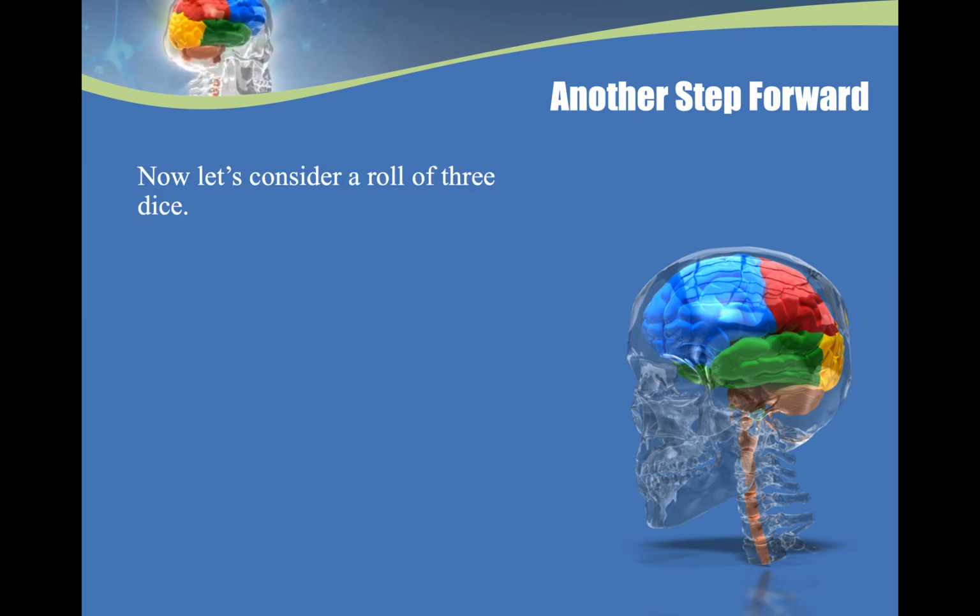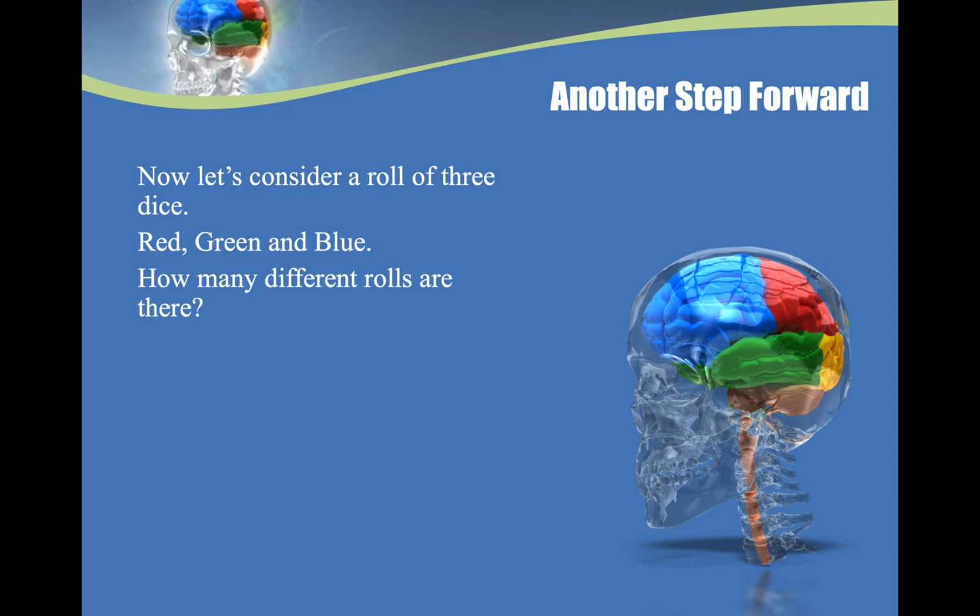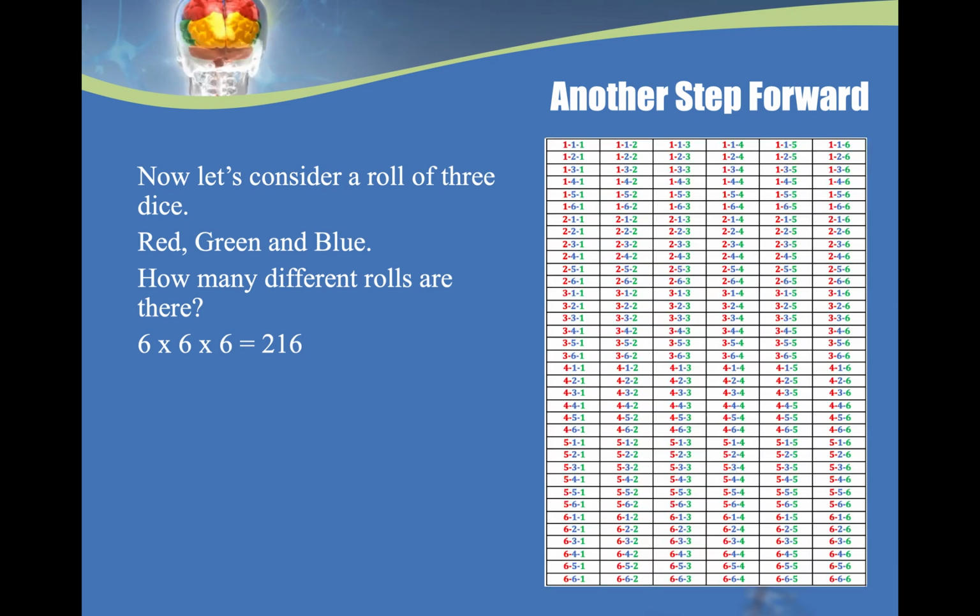Now let's take another step forward. We did coins. We did 2 dice. Now we're doing 3 dice. Red, green, and blue. How many different rolls are there? The red has 6 possibilities. The green has 6 possibilities. The blue has 6 possibilities. 6 times 6 times 6 is 216. And let's look at them. There they are. The upper left corner has a 1 1 1. The bottom right corner has a 6 6 6. And every single possible roll is in here. And the probability of each one of them is 1 out of 216.